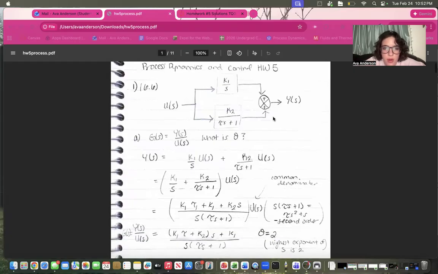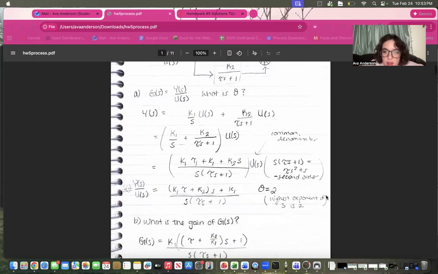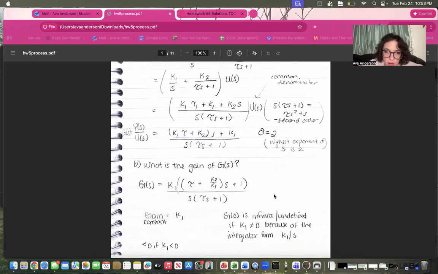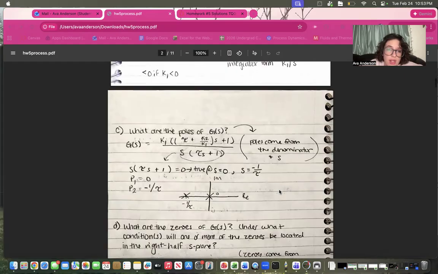Okay, for one block diagram, we're looking at what order this is. It's in parallel. Add, multiply the U(s), figure out what the highest exponent of s is, common denominator ends up being 2, so a second order. And now we're trying to figure out what the gain of G(s) is. Rearrange that. Gain constant ends up being K1.